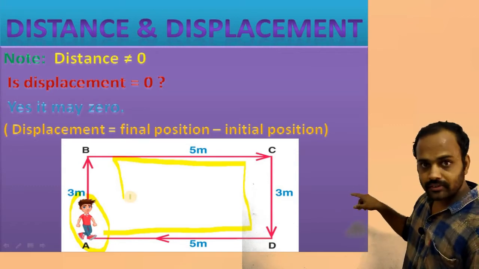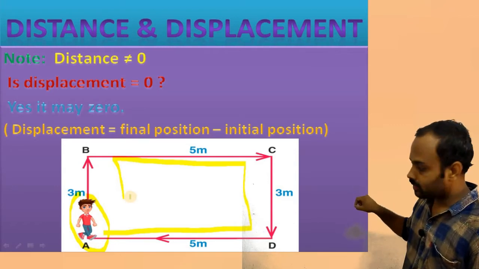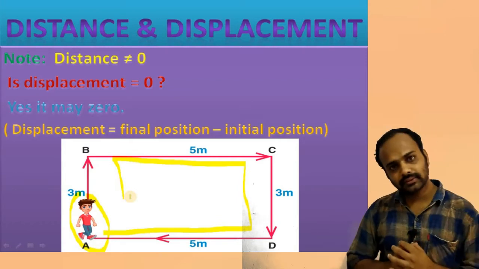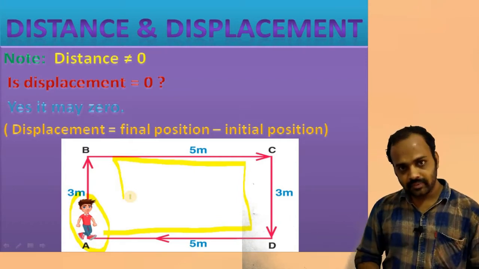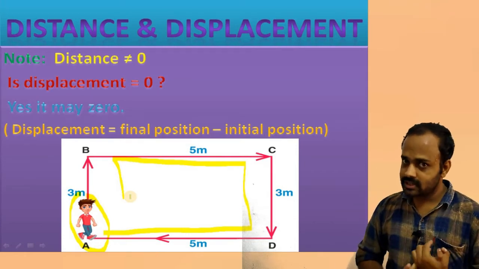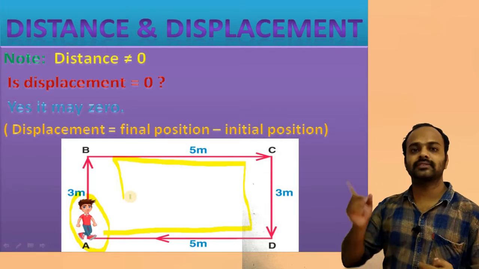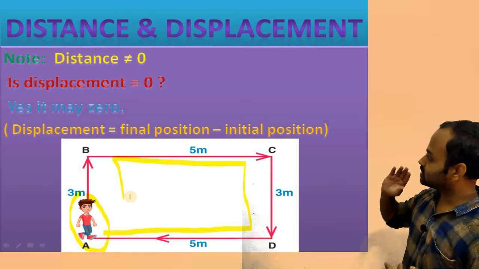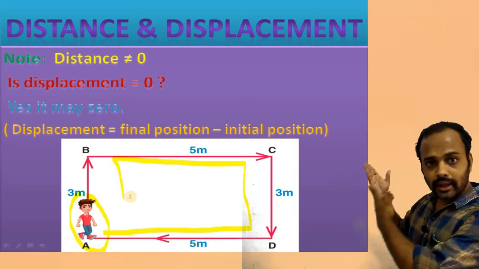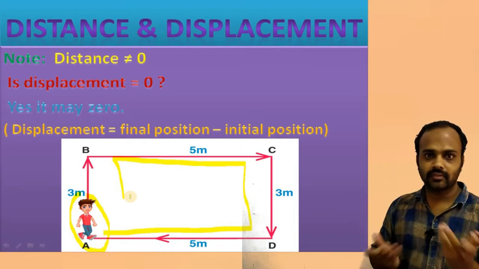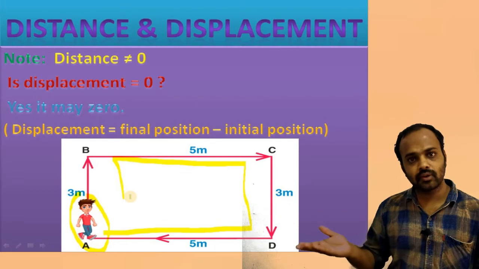He starts walking from A, B, C, D and again comes back to A. Its initial position is A, that is the starting point, and the final position, that is the ending point, is also A. Displacement is equal to final position minus initial position, that is A minus A. We get 0.